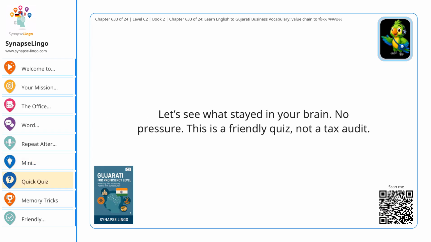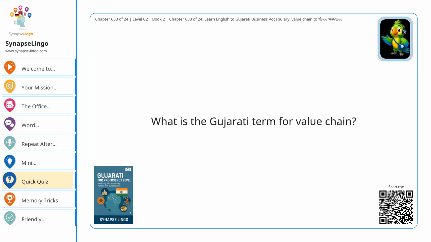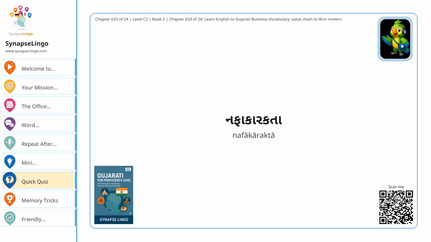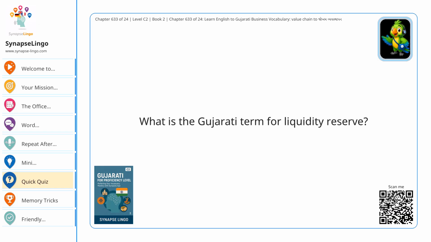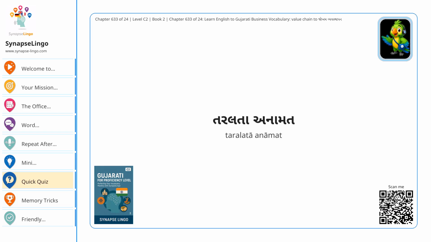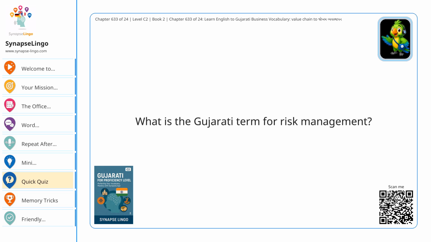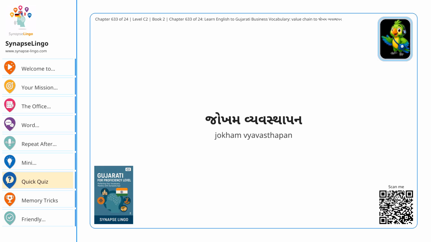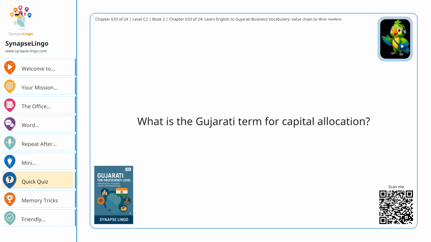Quick quiz. Let's see what stayed in your brain. No pressure. This is a friendly quiz, not a tax audit. What is the Gujarati term for value chain? મૂલ્ય શૃંખલા. What is the Gujarati term for profitability? નફાકારકતા. What is the Gujarati term for liquidity reserve? તરલતા અનામત. What is the Gujarati term for risk management? જોખમ વ્યવસ્થાપન.